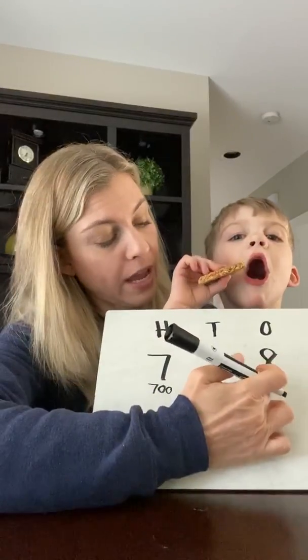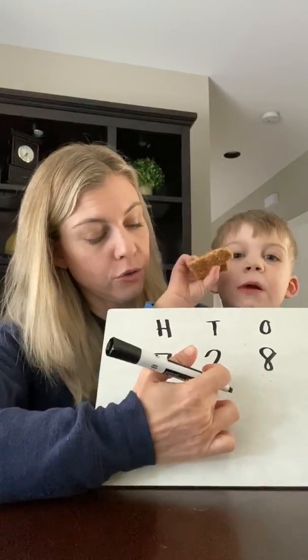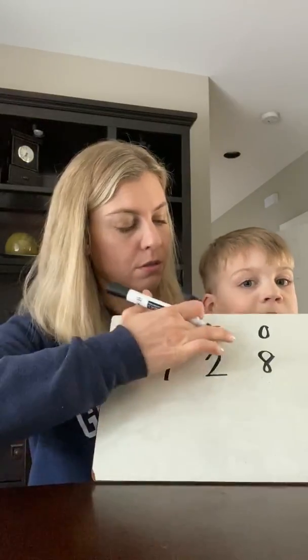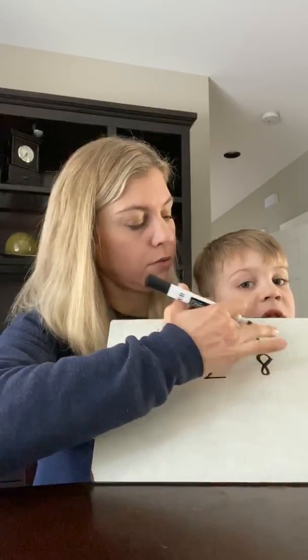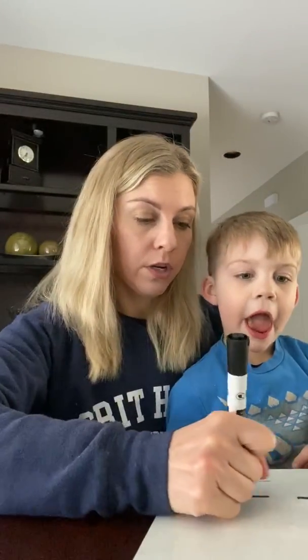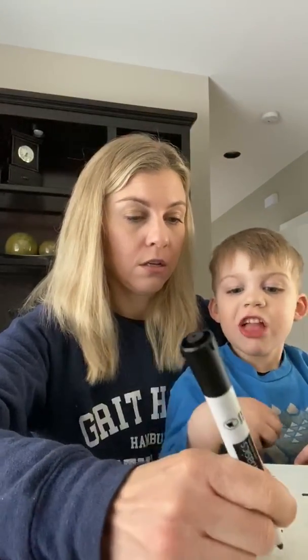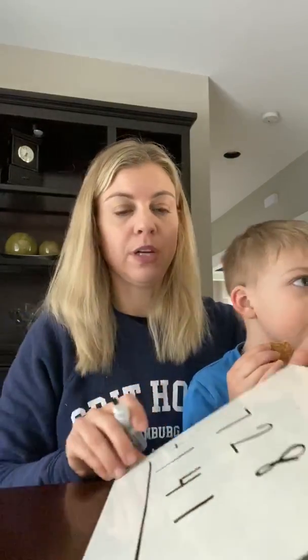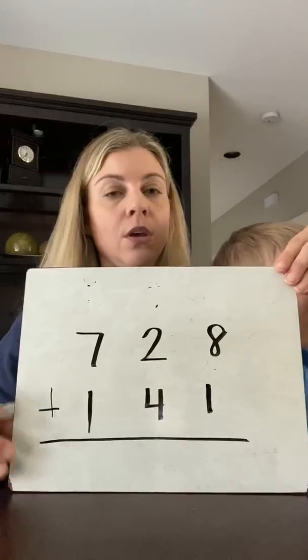Okay, so if we're adding two 3-digit numbers, I need another 3-digit number. So let's go with 141. I'm gonna make this one easy without regrouping, just so I can show you.